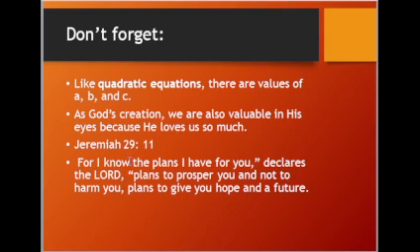As God's creation, we are also valuable in His eyes because He loves us so much. Remember Jeremiah 29:11, "For I know the plans I have for you, declares the Lord, plans to prosper you and not to harm you, plans to give you hope and a future."